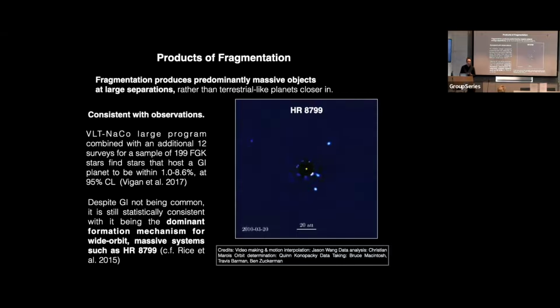So in 2017, Vigan et al. took the VLT NaCo sample, combined it with a few other samples to get a total sample of 199 FGK stars. And what they found is that between 1 and 8.6% of systems had planets that were consistent with having formed through GI at a 95% confidence level. So what this tells us is that despite the GI planet pathway not being dominant, in fact, it's pretty rare, it's still the dominant pathway for systems that are themselves rare, like HR 8799.